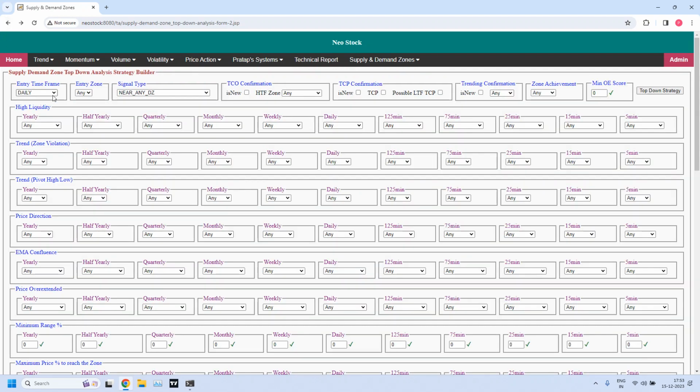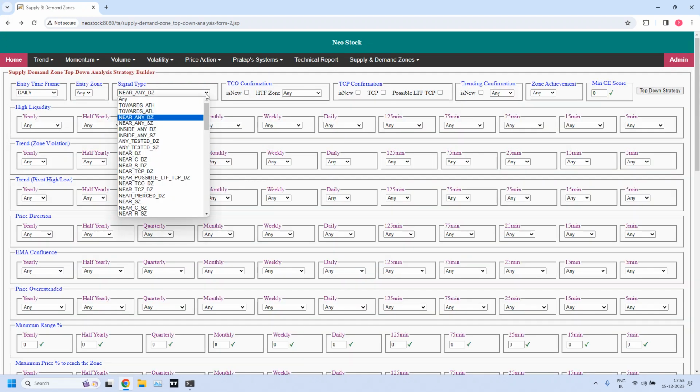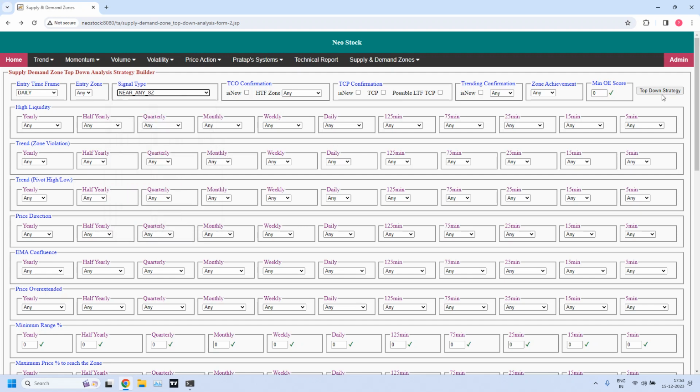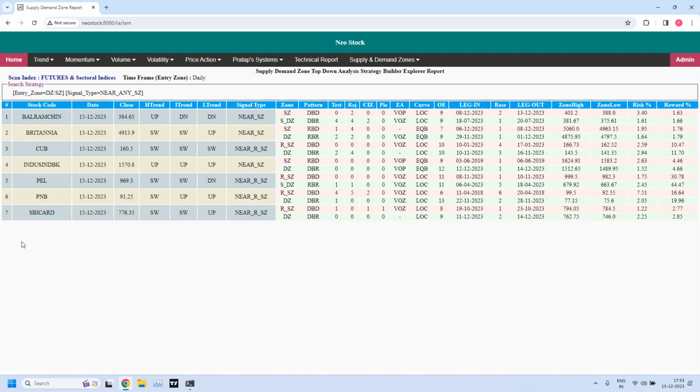Let's go back. Entry time frame is daily. Let us find stocks near daily supply zone. So these 7 stocks are filtered. Any high liquidity supply zones? Yeah, we have CUB is there.